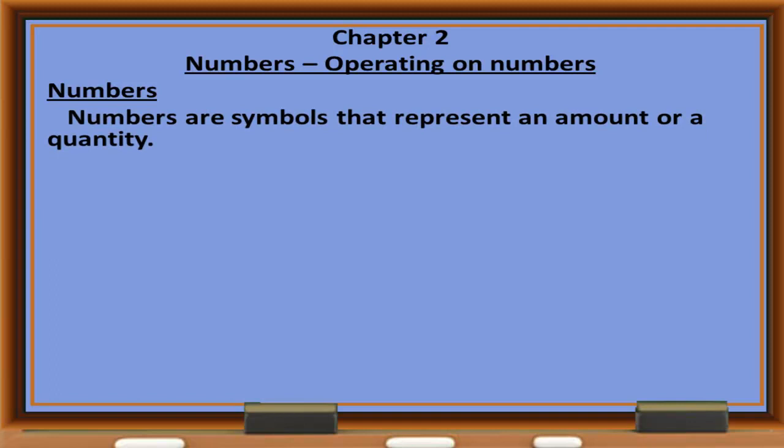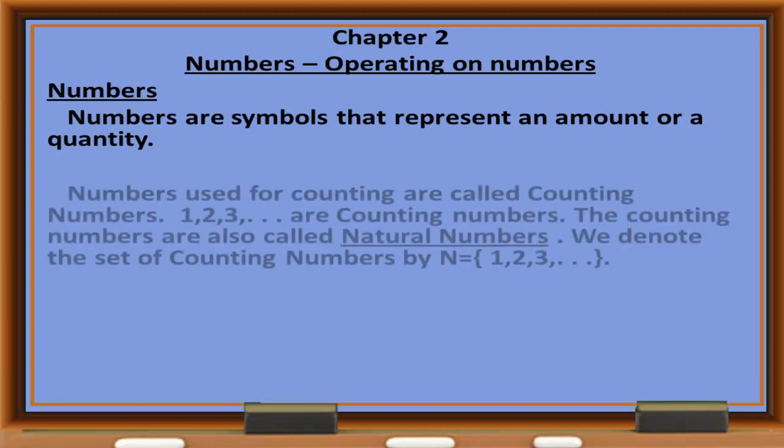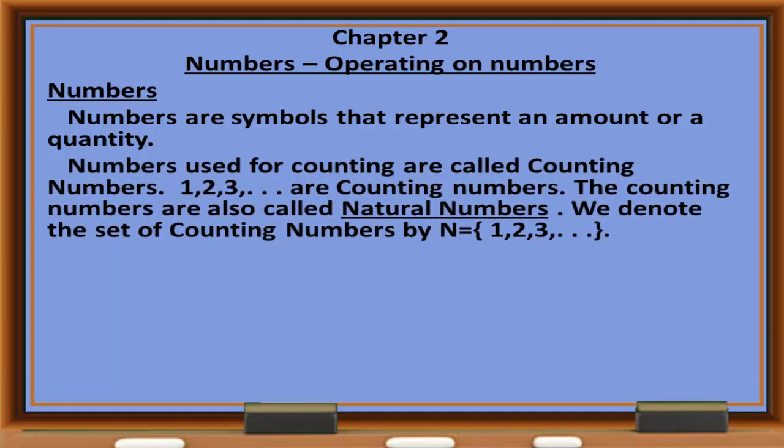Numbers are symbols that represent an amount or a quantity. Numbers used for counting are called counting numbers. 1, 2, 3, and so on are counting numbers. The counting numbers are also called natural numbers. We denote the set of counting numbers by N, 1, 2, 3, and so on.